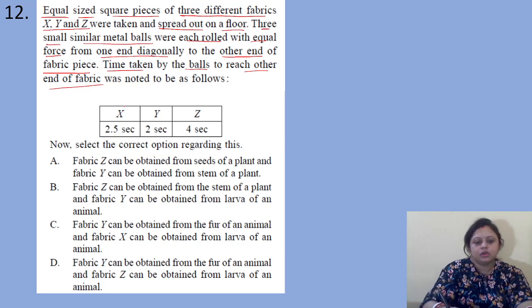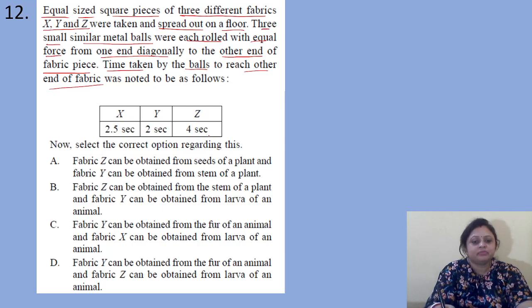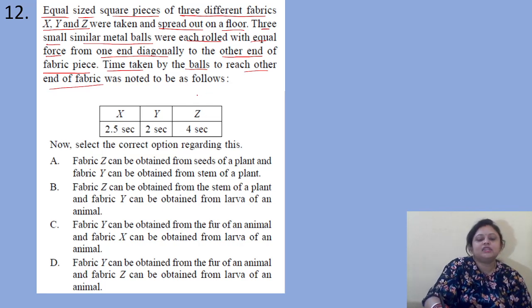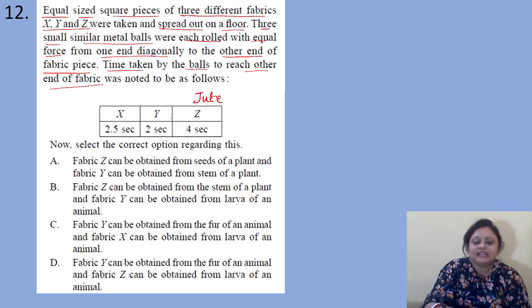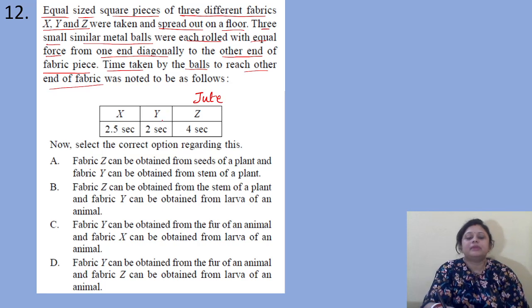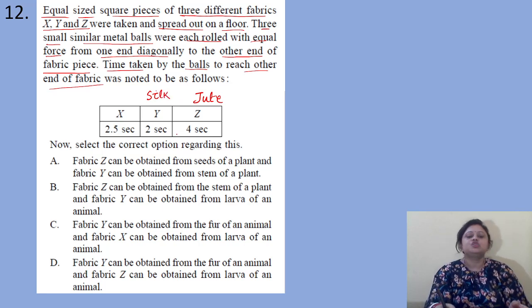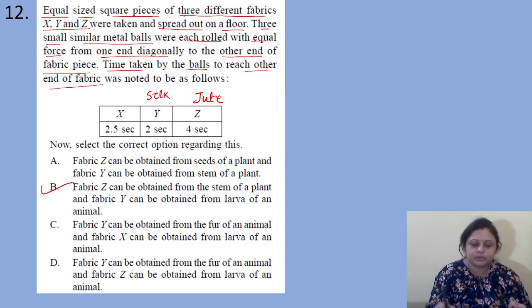Now if we compare the times given, more time is taken by Z, that is 4 seconds. That means it is quite rough. So it would be jute. Got it? And least time is taken by Y. That means the surface would be more smooth. So it would be silk. So here the correct answer is option B.